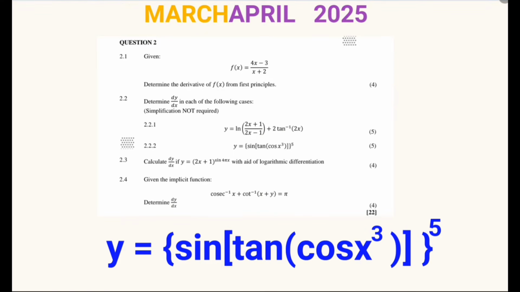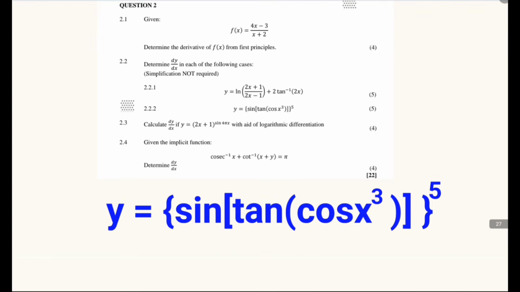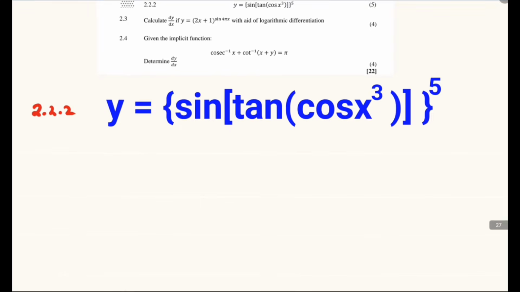Question 2.2.2, in order for us to differentiate the following function, we are going to use the chain rule, because we only have 1 x, which is raised to the power 3, but we have sine, we have tan, and we have cos. We also have to consider the fact that our function is raised to the power 5.